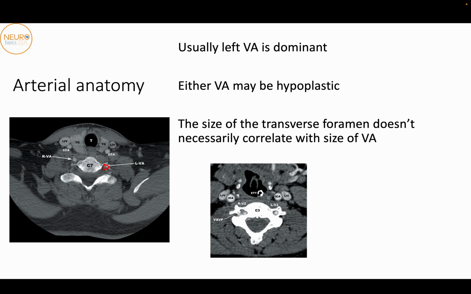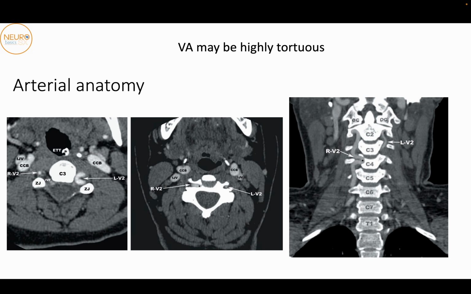An important concept that sometimes you might hear is that the larger the transverse foramen, the more likely that vertebral artery is dominant, but it doesn't necessarily correlate. As we can see over here, this foramen is larger, but this vertebral artery is smaller. So it doesn't always correlate, and it is best not to use that idea. Apart from that, the vertebral artery can actually be quite highly tortuous even while running through this bony canal. It can impinge onto the body of the vertebrae or sometimes into the neural foramen also and cause problems.